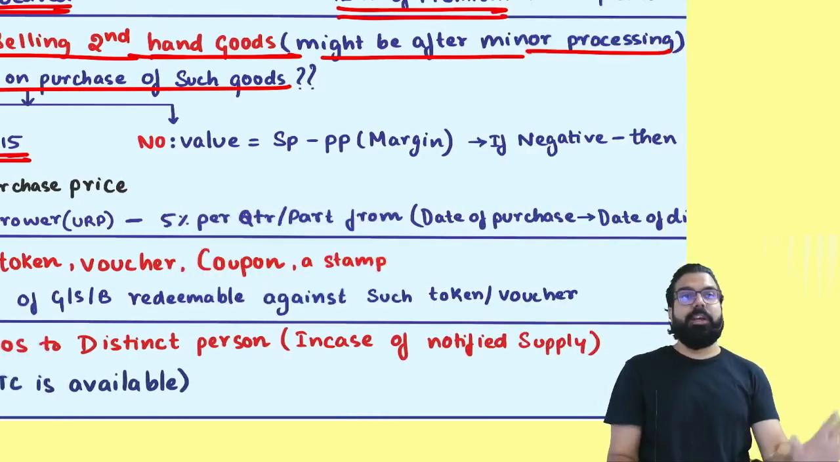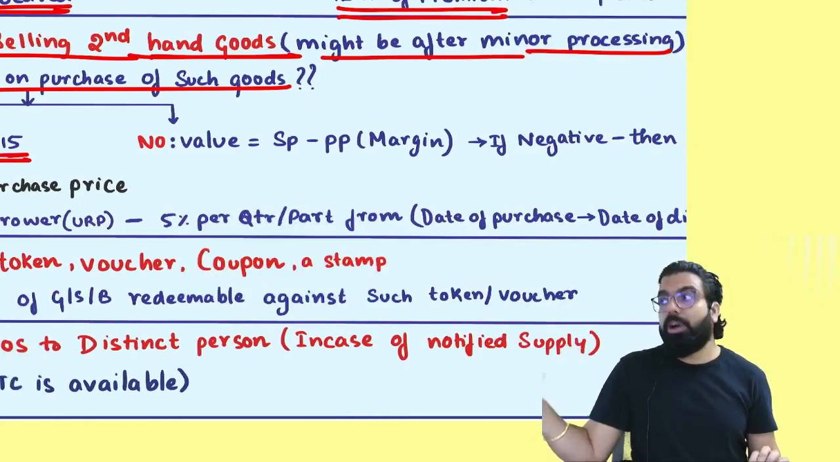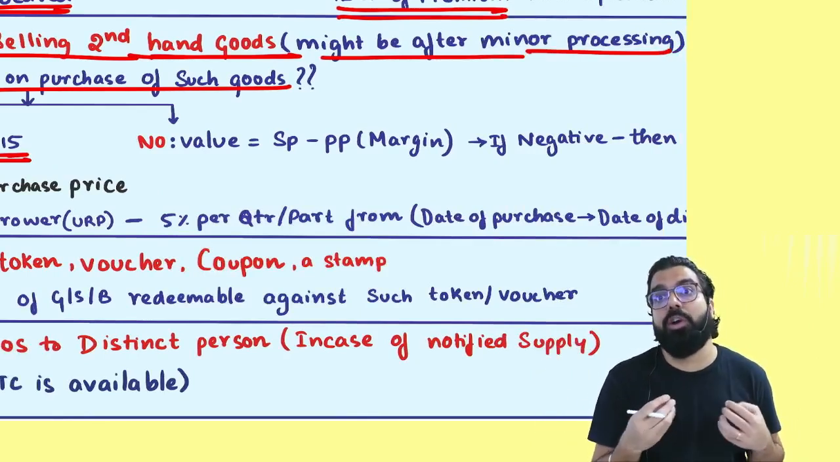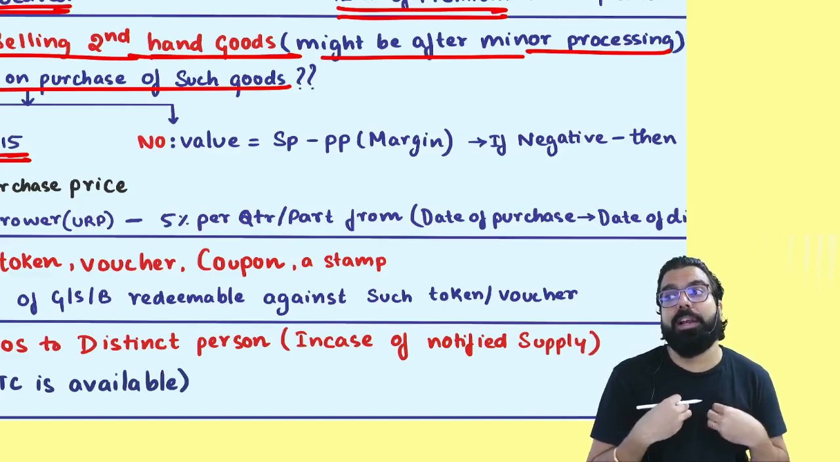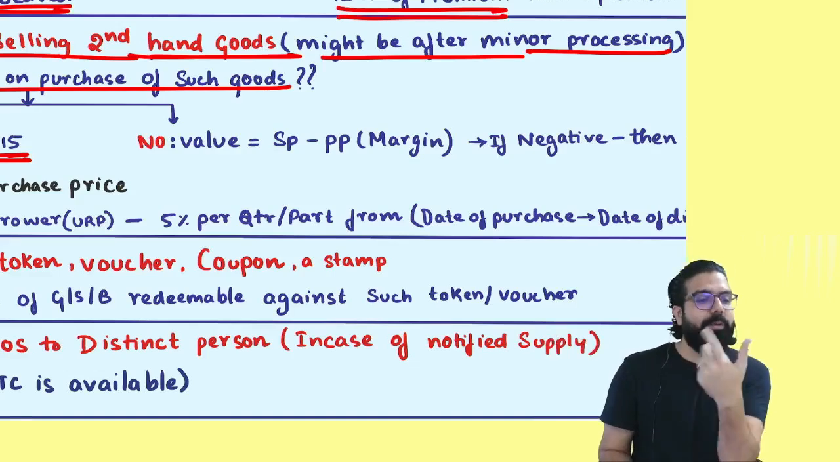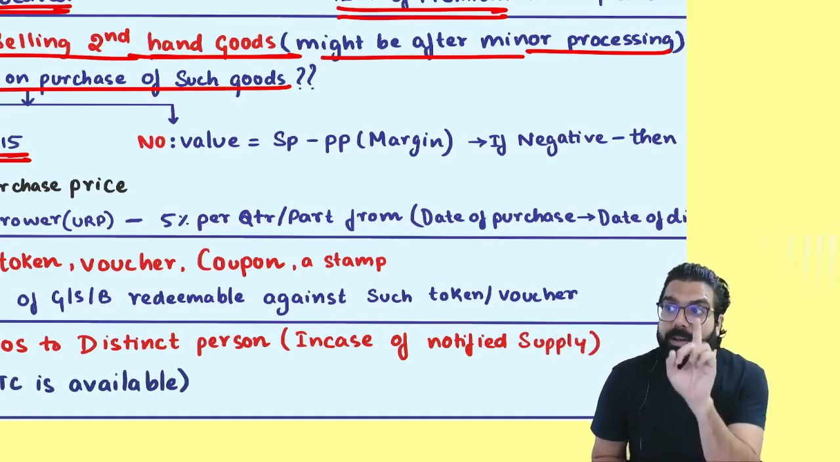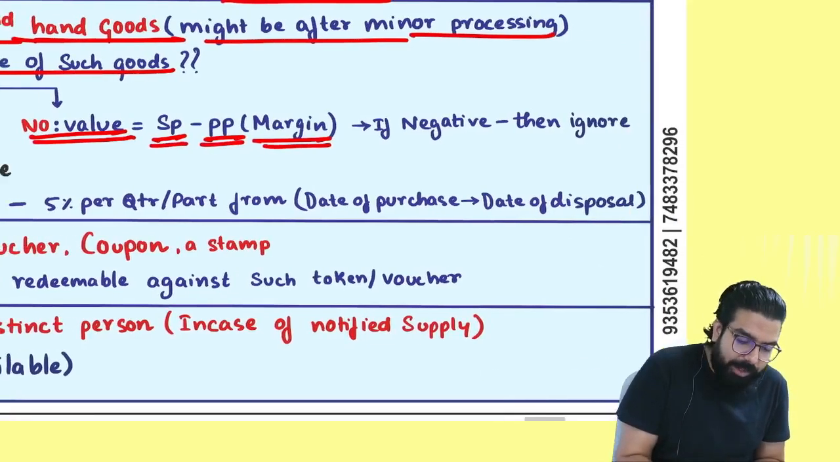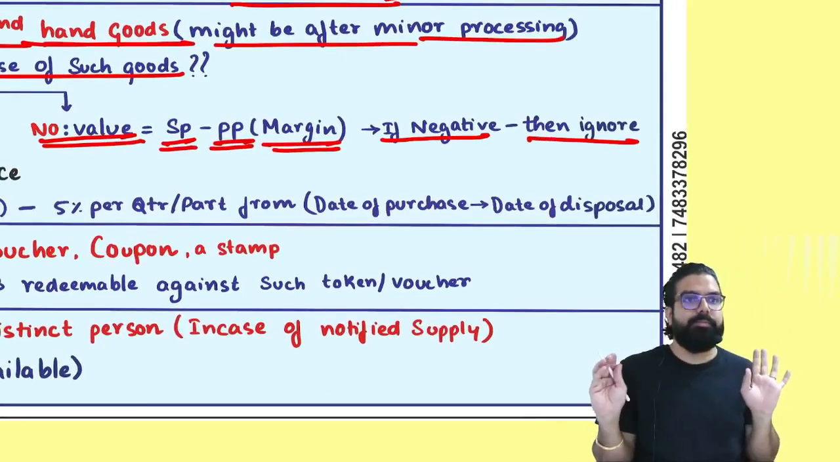But sir, if I am not taking the ITC, then they tell you, if you are a second-hand goods dealer, only for whom? Second-hand goods dealer, the government told, selling price minus purchase price. The margin will be your value of supply. Only for the second-hand goods dealer. The value of supply will be selling price minus the purchase price. That is the margin. If the margin is negative, forget it.